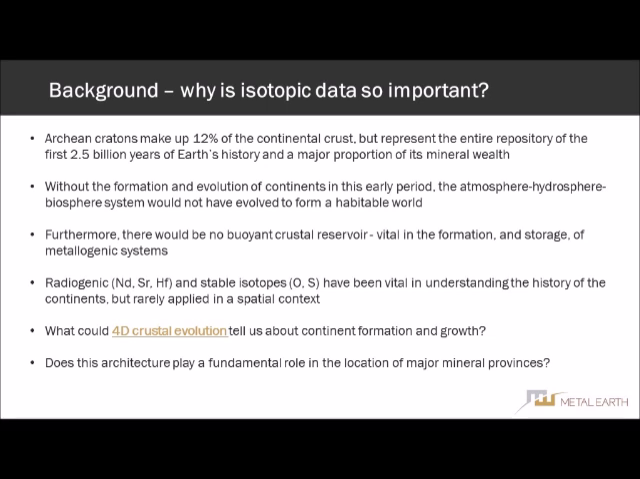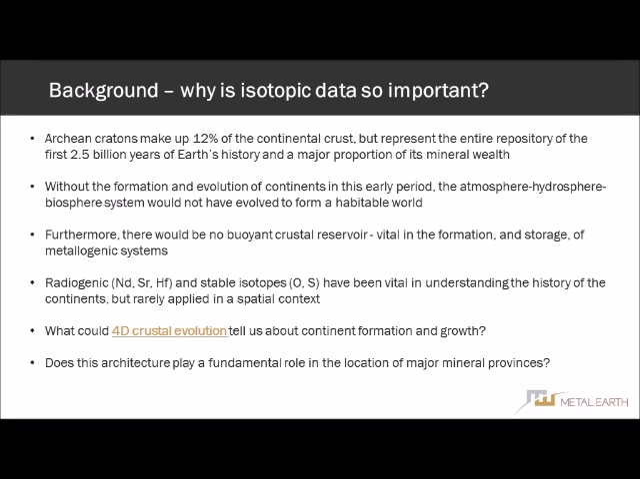Radiogenic isotopes and stable isotopes have been really important in understanding this, and you've probably seen lots of talks and lots of papers using these isotopes to understand the history of the continents, but we've rarely applied that data in a spatial context, and geology is a spatial science, so it's important to remember that.